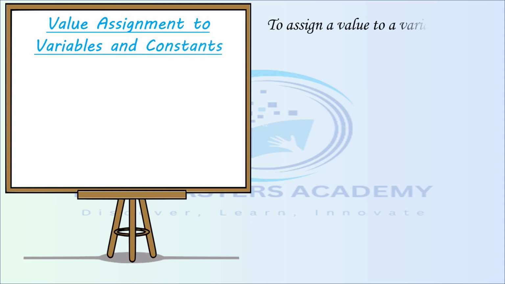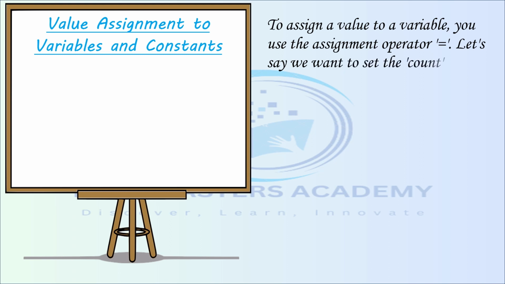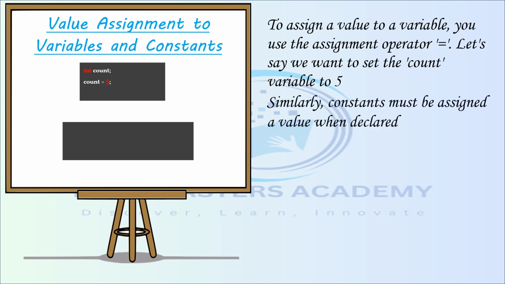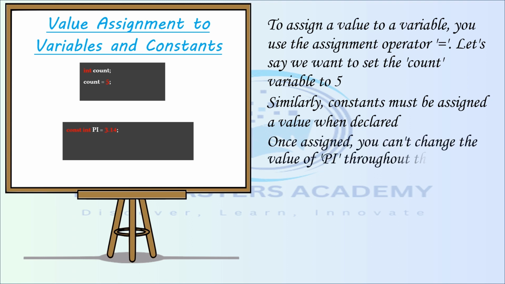To assign a value to a variable, you use the assignment operator =. Let's say we want to set the count variable to 5. Similarly, constants must be assigned a value when declared. Once assigned, you can't change the value of pi throughout the program.